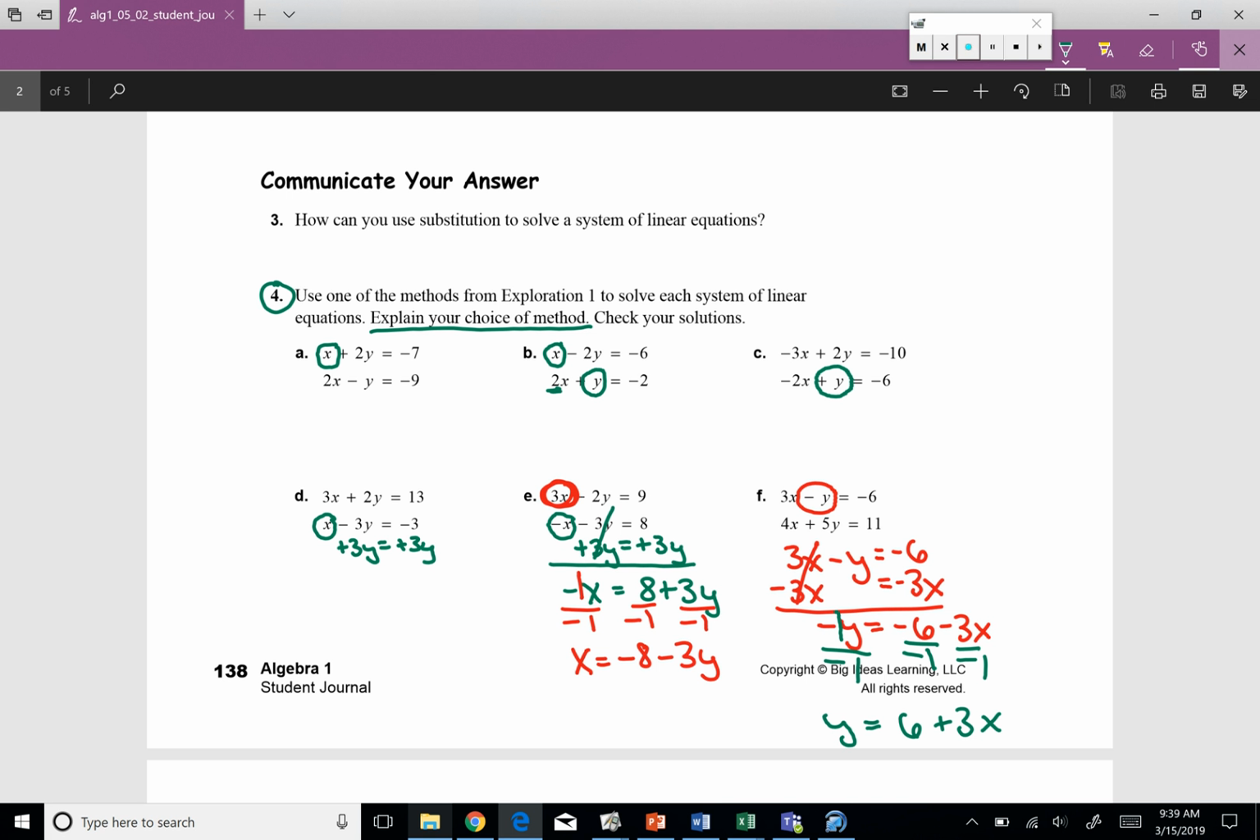So again, when you're trying to choose, do I do method 1 or 2? Do I get x by itself or y? Look for a coefficient of 1 or negative 1. Those are going to be your easier choices to get by itself.